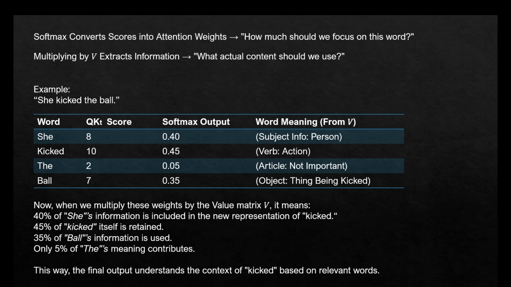So this way the final output understands the context of "kicked" based on relevant words. And this is why multiplying with the value vector is ultimately very important, because, in my understanding, it basically independently tells you how important that word is. And the softmax basically tells you how important it is in relation to the word that you're trying to see.